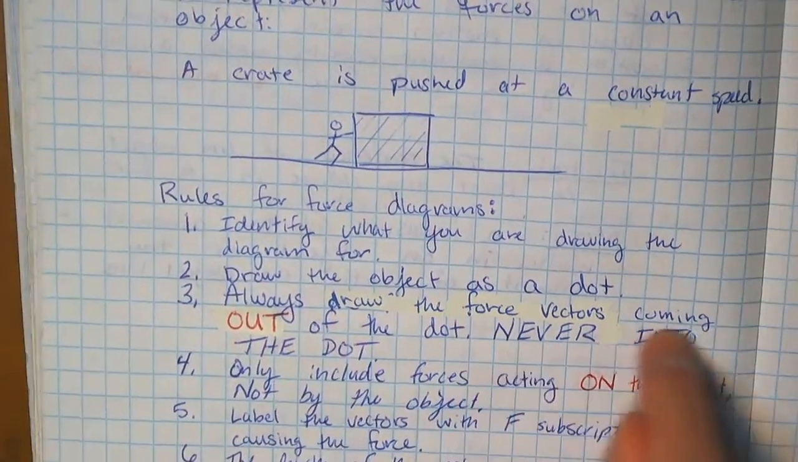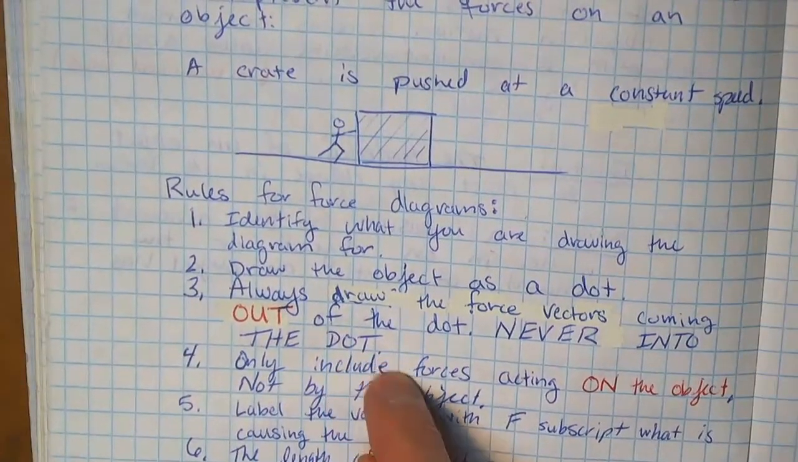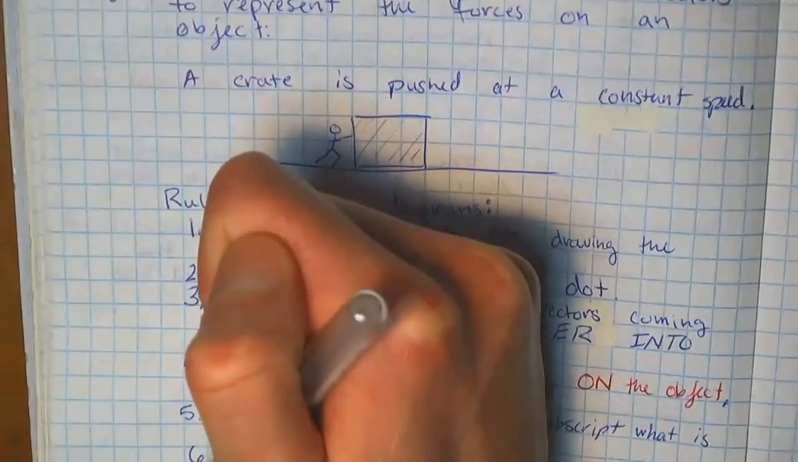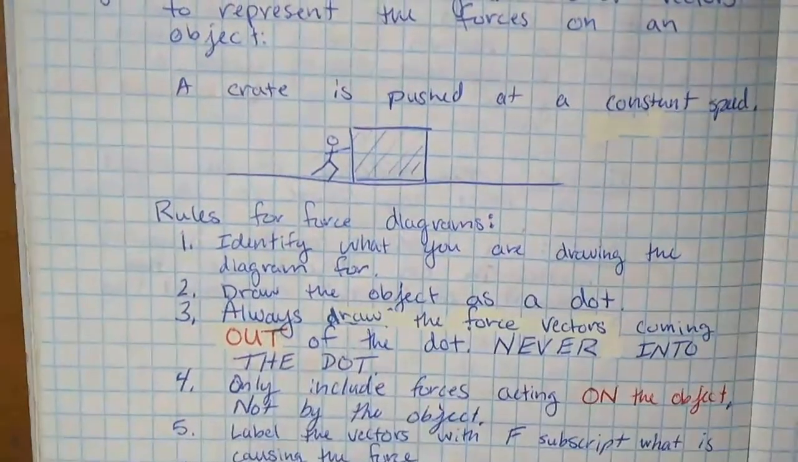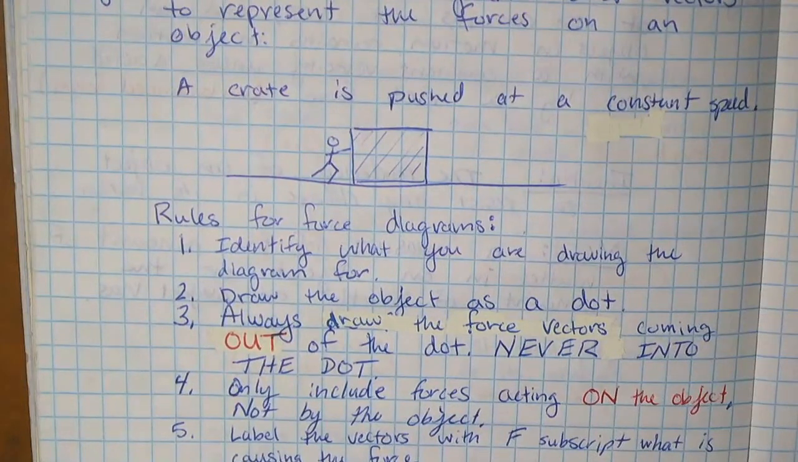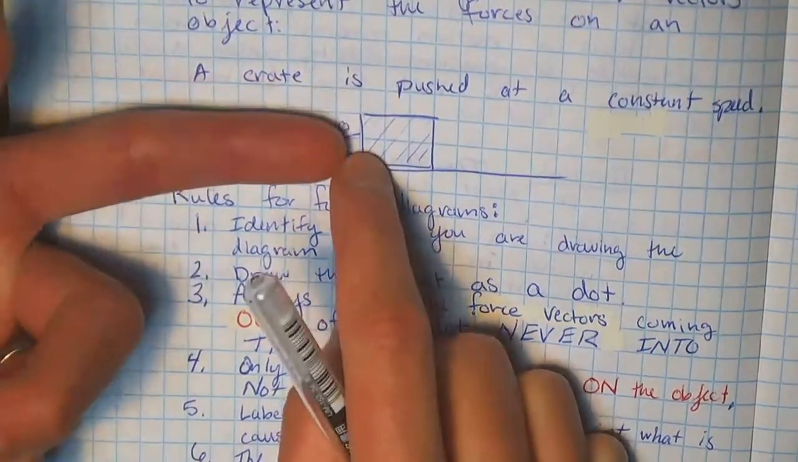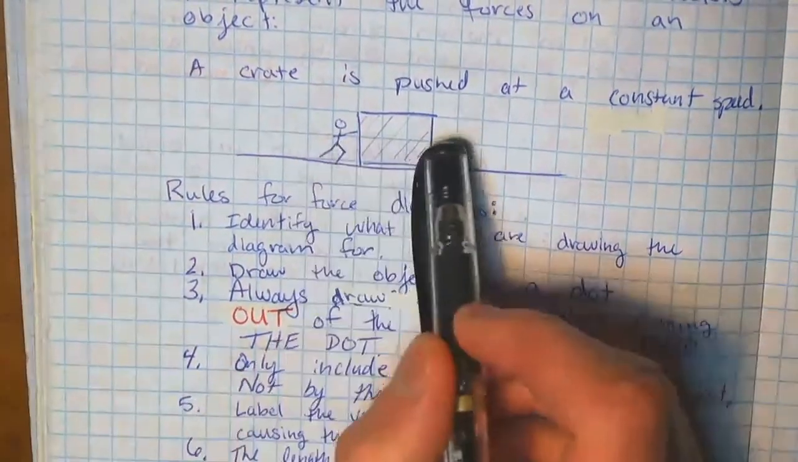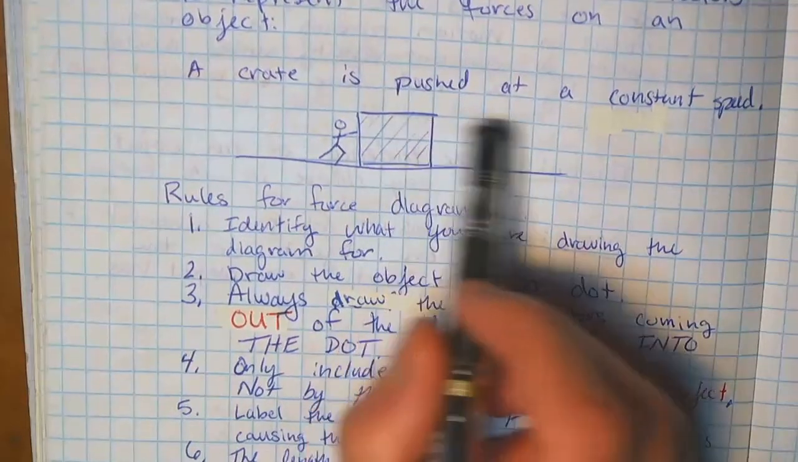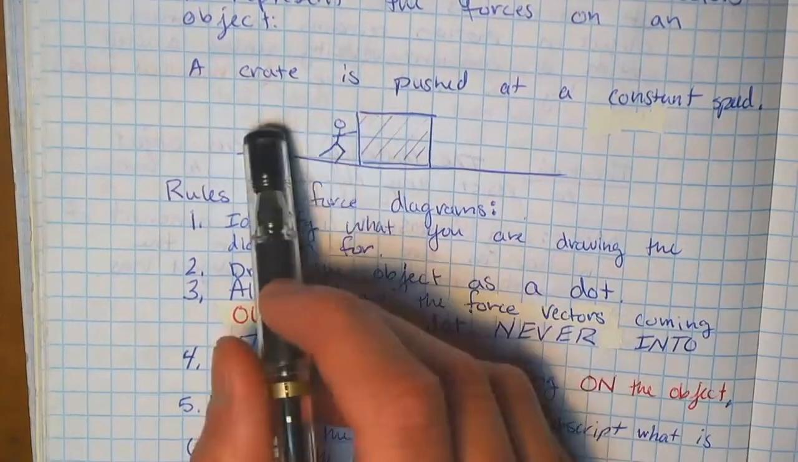Always draw the force vectors coming out of the dot, never into the dot. If someone is pushing on something, like this person is pushing to the right, you might want to draw the arrow going into the dot, but you don't want to do that. Any pushes that are to the right should come out of the dot, pointing to the right. Any pushes to the left should come out to the left.